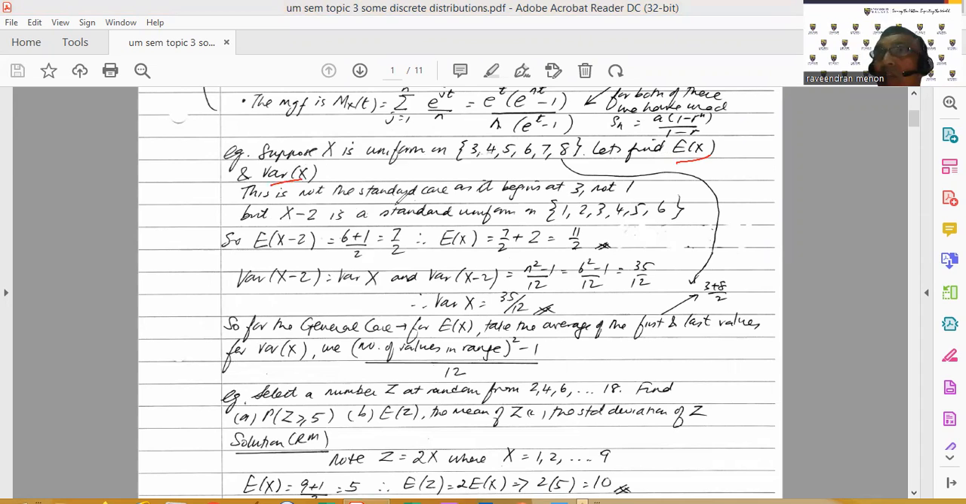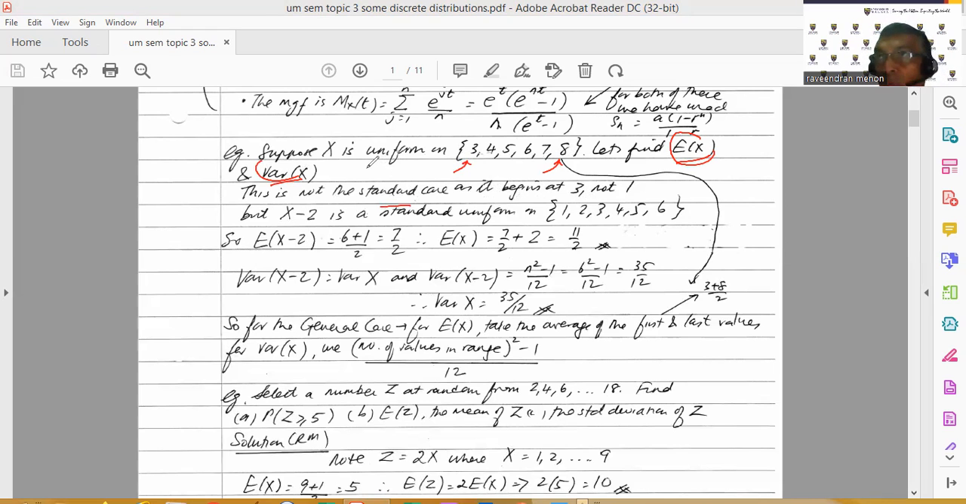The first thing that should jump out at you is it's not starting at 1. It's starting at 3. So please be a bit careful. In our earlier examples, we wrote some formulas with X starting at 1 and going right up to n. Here we are starting with 3 and ending with 8. So let's look at how we deal with the expected value of X and the variance of X. I wrote here, this is not the standard case, since it begins at 3 and not 1.